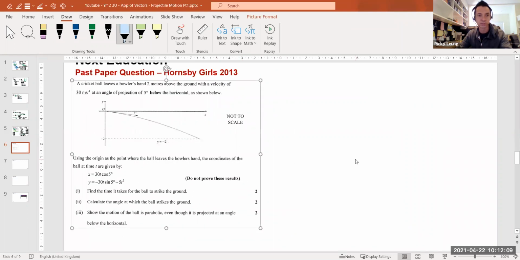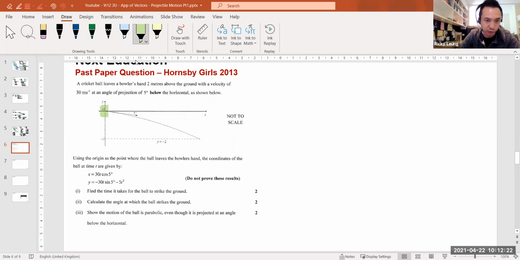So this one here, a cricket ball leaves a bowler's hand 2 meters above the ground with velocity of that. So in this case, it's very important. Now, it looks like it's got a starting elevated height, but it doesn't because they defined the origin to be 0, right? And the ball travels negatively from that 0. So just keep it in mind. So h is still 0 in this case.